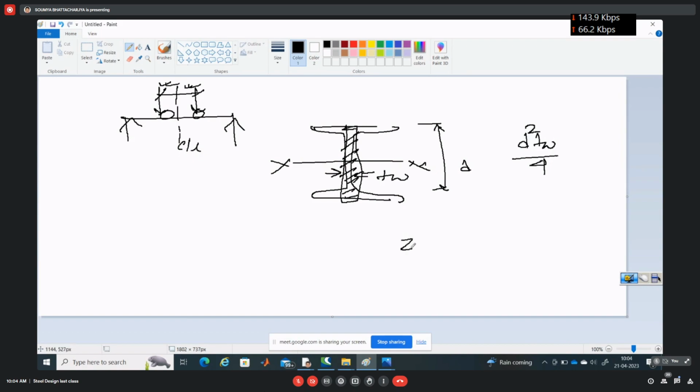ZP of a rectangular section of width b and depth d is equal to b d square by 4.